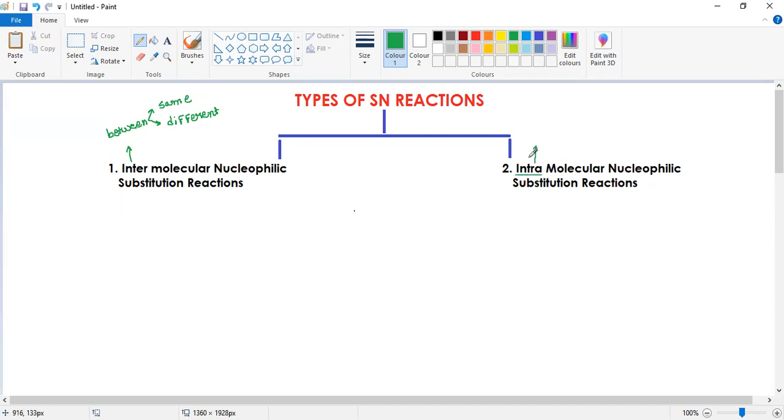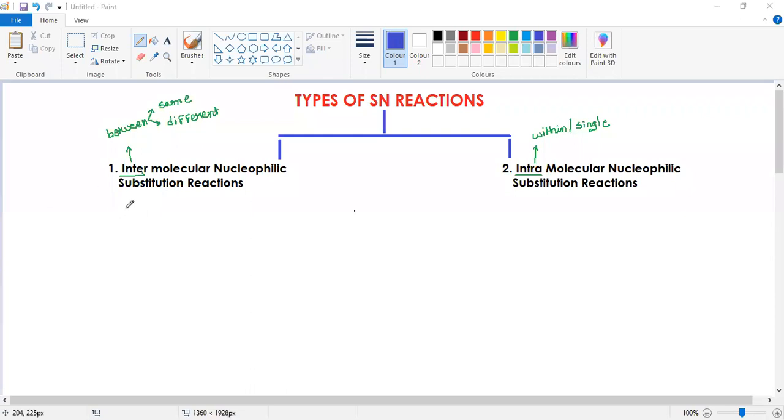Here this one, intra. So inter means the SN reactions can occur between the same molecule or different molecules, and intra means within. Intra means what? Within. Otherwise simply we can say single. Here the molecule should be single. Next, let us first know the first one.